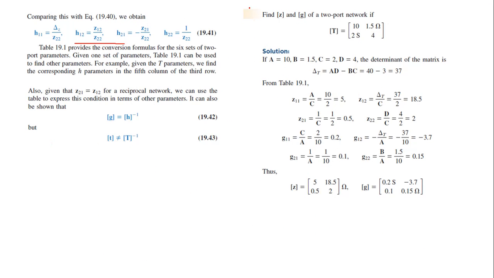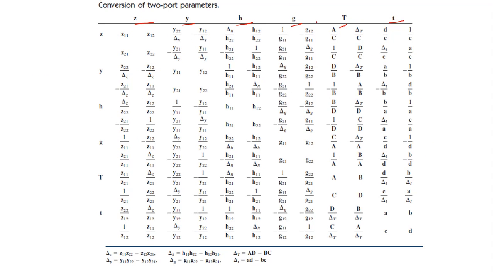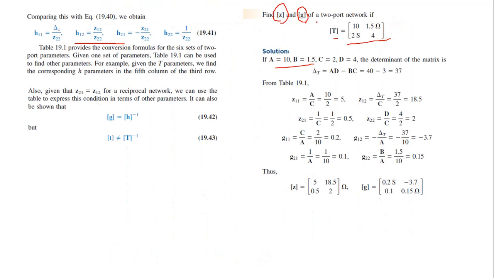So this is one problem. Find the Z parameters and G parameters of a two-port network, where T is the transmission parameters given. We have to determine the impedance parameters and inverse hybrid parameters. The ABCD values are given, so we have to calculate Z and G. If you know the formulas, we can use the relationship and calculate the values.